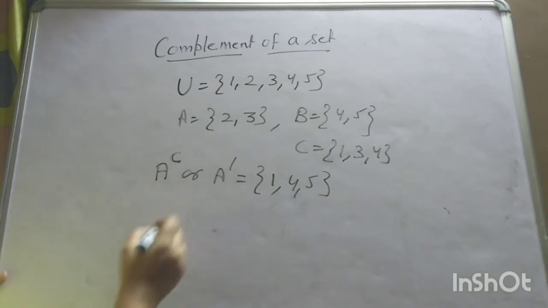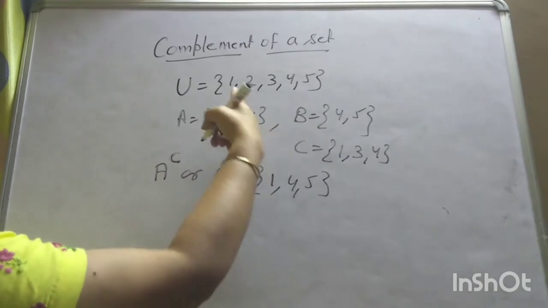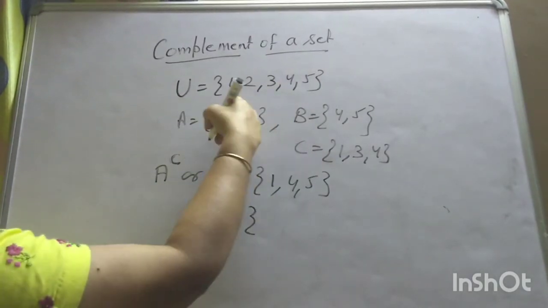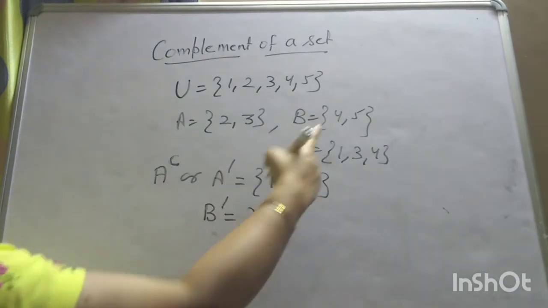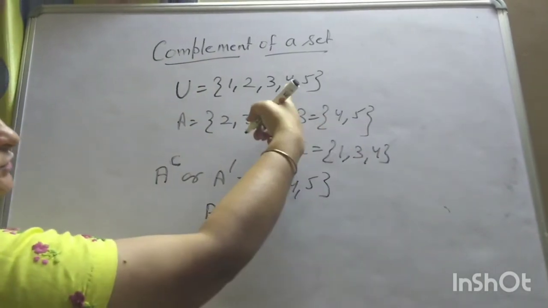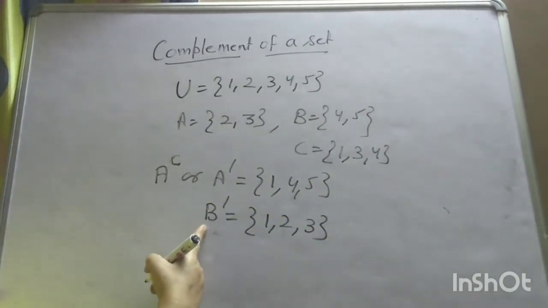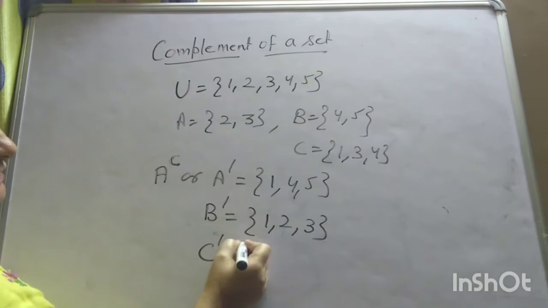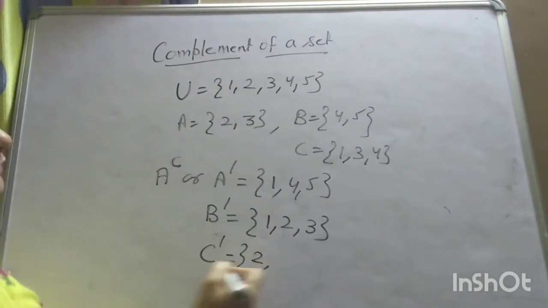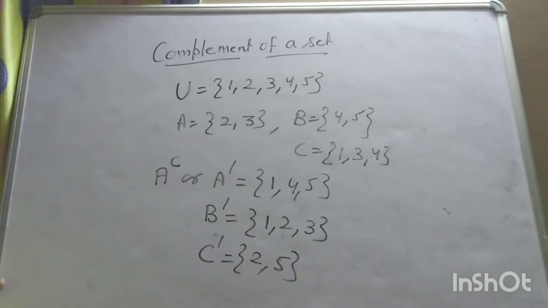Now what is B complement? Again we have to write the elements of the universal set, but we have to leave the elements of set B. So leave 4, 5, we can write 1, 2, 3. So B complement is 1, 2, 3. Now C complement. It means C complement is 2, 5.